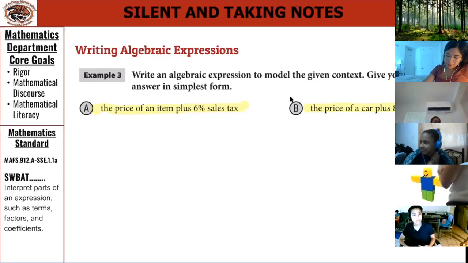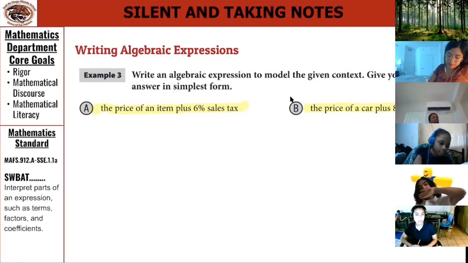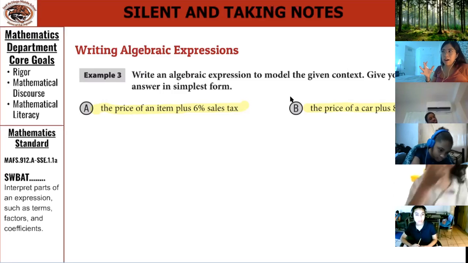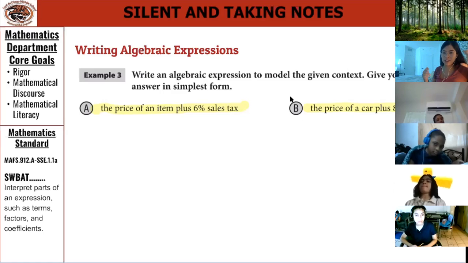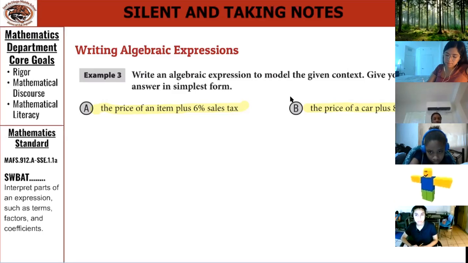Okay. All right, so here we go. The price of an item plus 6% sales tax. This is where it becomes very important to know what sales tax is and how you calculate it. So the first thing is how many terms are going to be in this expression? How many different things am I going to be writing down? I know you're going to put 6 in the expression. Yeah, so this is going to be one term of my expression.